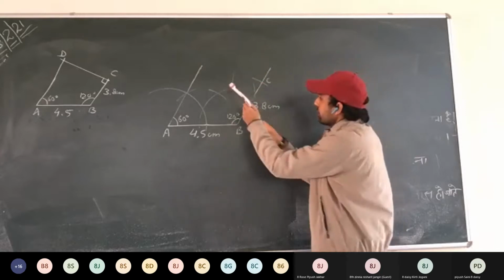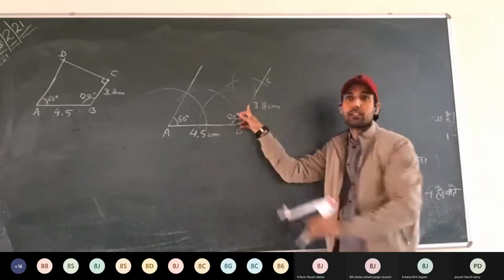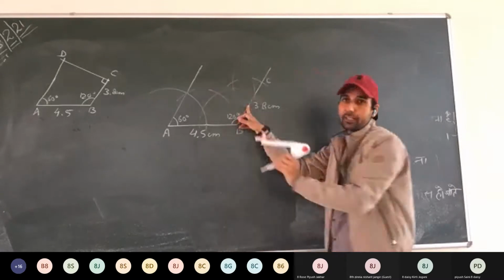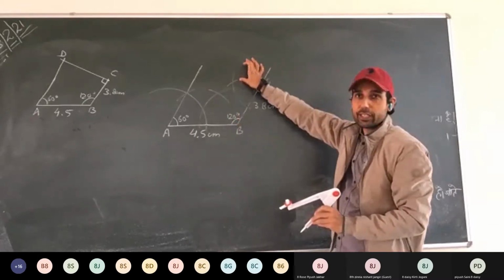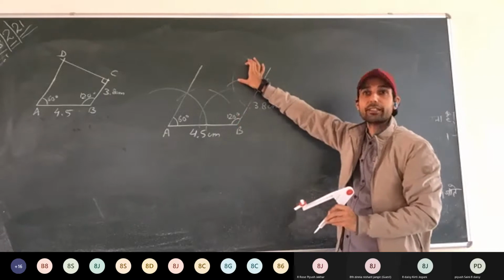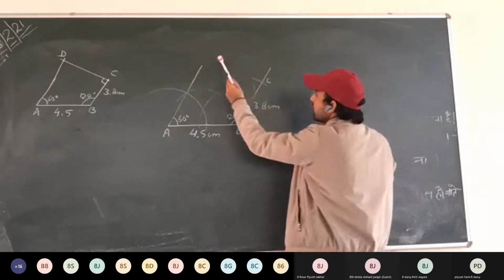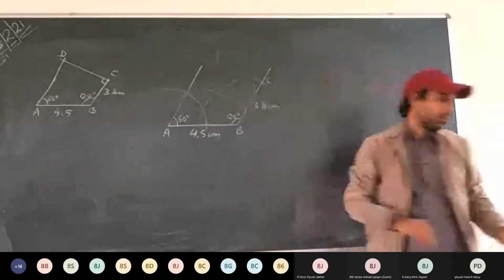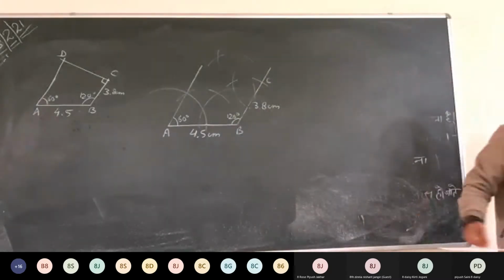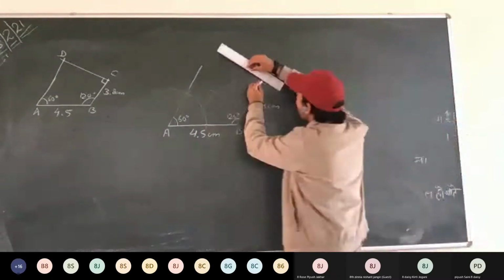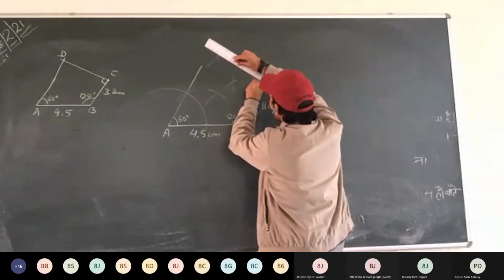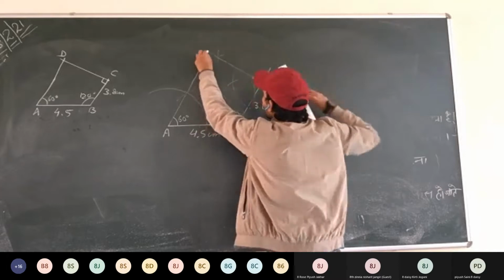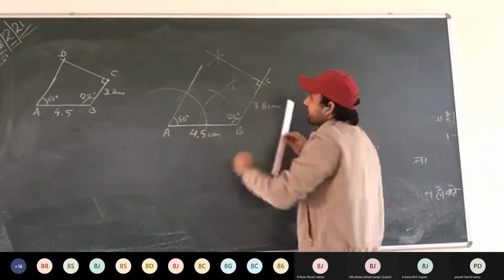Make an arc. 60 we got, 30 more we require. So what we'll do, the second 60, we will bisect that. 60, 60, 120. If we bisect this one, we'll get 30 degrees. So this is 90 degree.